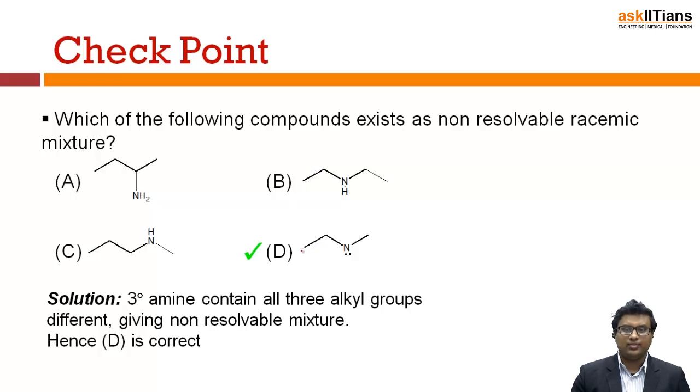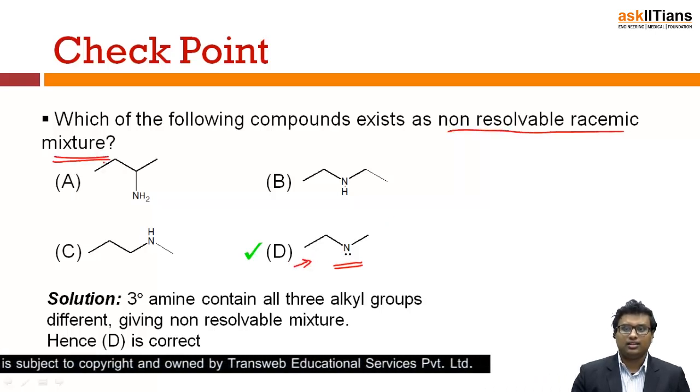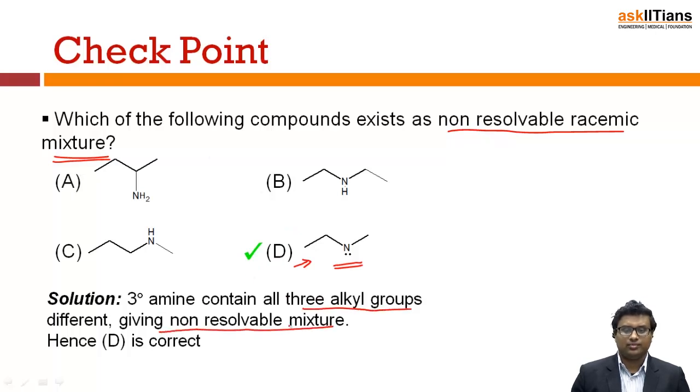So what happens is that if you have a tertiary amine, that tertiary amine actually has a chiral nature, but because of the pyramidal inversion, your total mixture is a non-resolvable racemic mixture. It is a non-resolvable racemic mixture. So that's why the answer for this is D, because tertiary amines containing all three alkyl groups different give a non-resolvable mixture. Right, so answer D is correct.